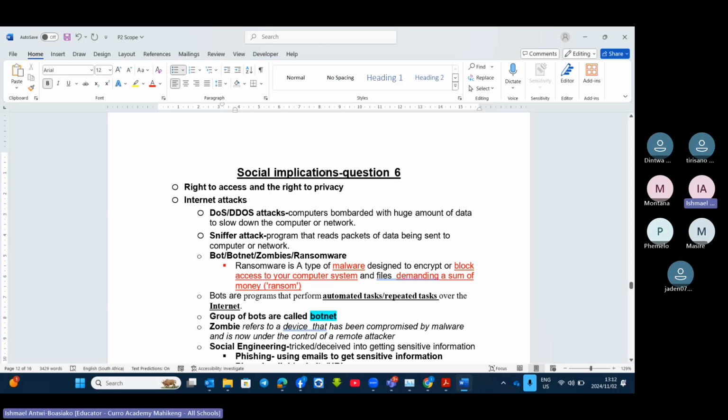Right now, we will start with the right to access and the right to privacy. Right to access information and then right to privacy. Everybody has a right to their own privacy. In other words, for instance, in the computer lab, there are certain information or certain files that learners are not supposed to get access to. For instance, the examination account or the server for keeping learners' marks are not supposed to be accessible.